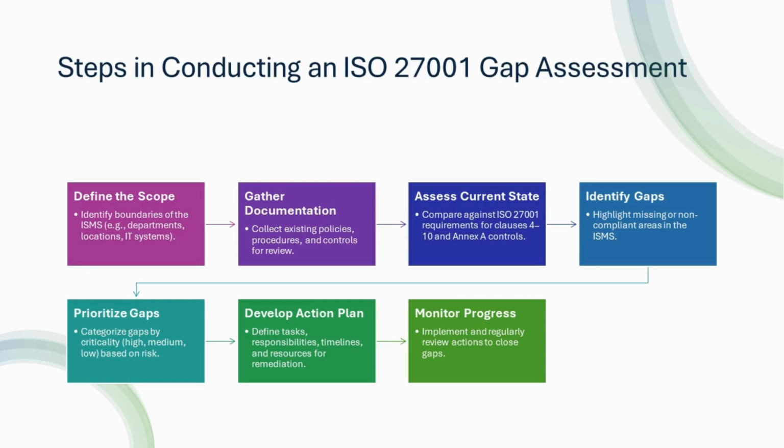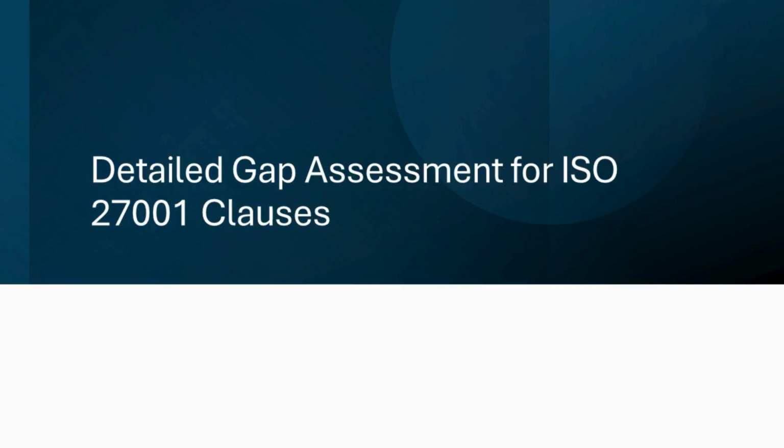Fourth, identify the gaps. Pinpoint where you're falling short. This is the heart of the process. Fifth, prioritize gaps. Sort them into high, medium, and low priority based on risk. And last, develop an action plan. Create a step-by-step roadmap to close those gaps. Each step builds on the previous one, so follow them in sequence for the best results.